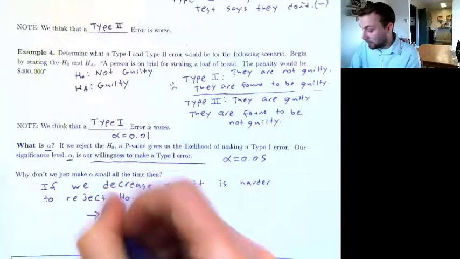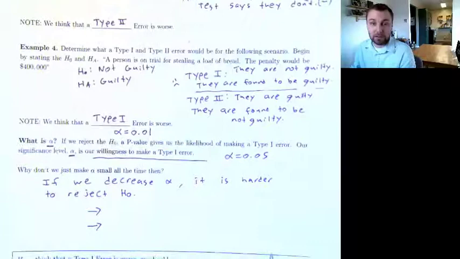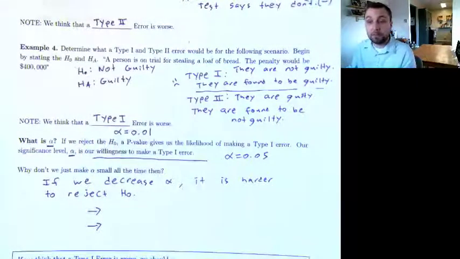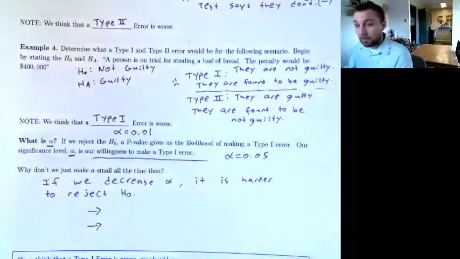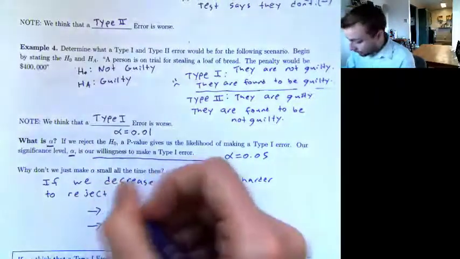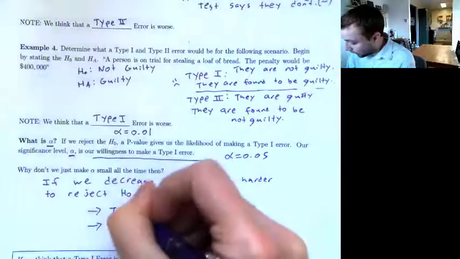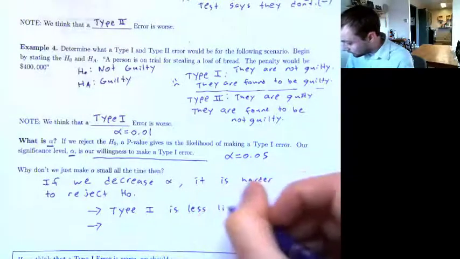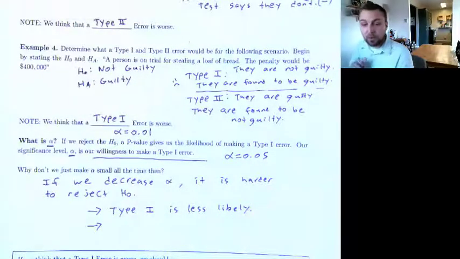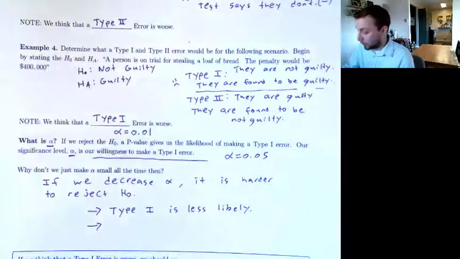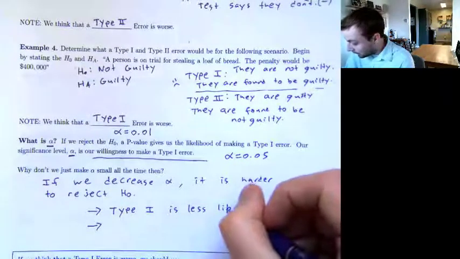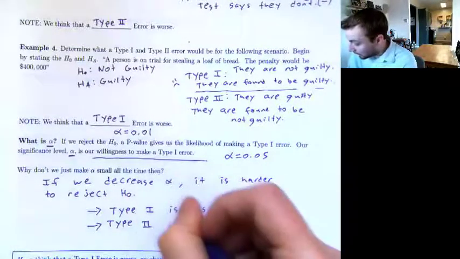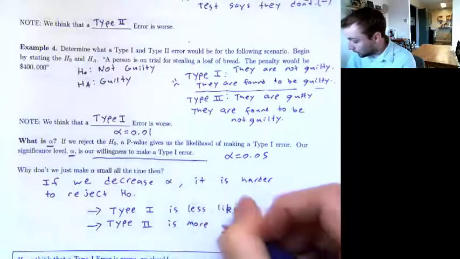A couple of things happen as a result of having it be harder to reject the null hypothesis. If I'm less likely to reject, I'm more likely to say they're not guilty. If I'm more likely to have them be found not guilty, then this means that type 1 error is less likely, because I want to be really, really sure before I have any sort of a conclusion to that court case. On the flip side, though, this means I'm way more likely to make a type 2 error.